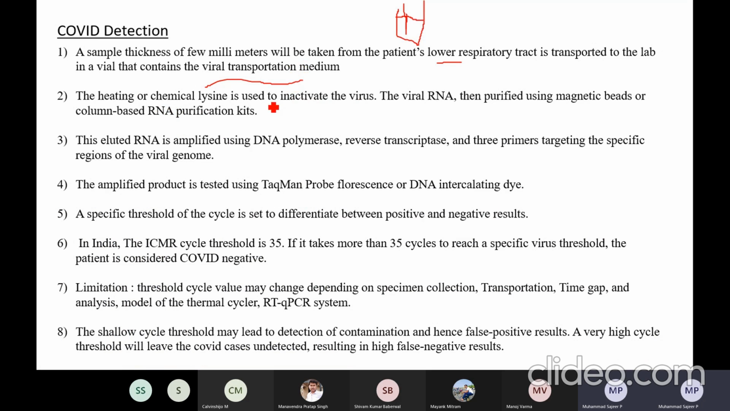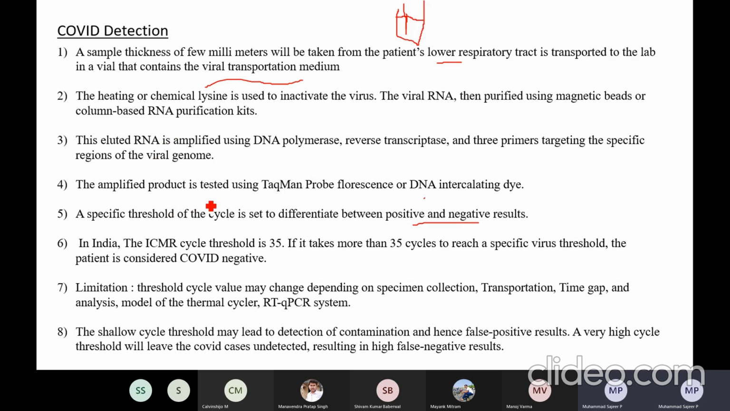and that goes into the viral transportation medium. And then we'll use heating or chemical lysis to inactivate the virus, and the viral RNA is then purified using magnetic beads or column-based RNA purification kits. Then we will do the PCR. The amplified product will be tested using TaqMan probe fluorescence or DNA intercalating dyes, and a specific threshold cycle is set to differentiate between positive and negative results.